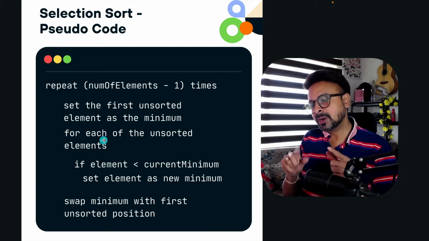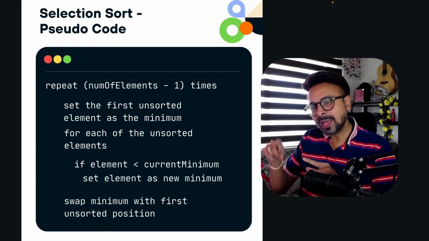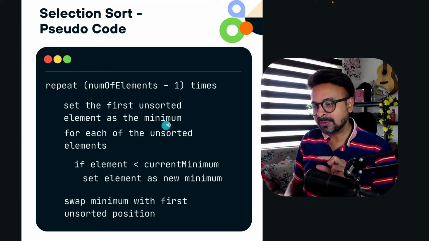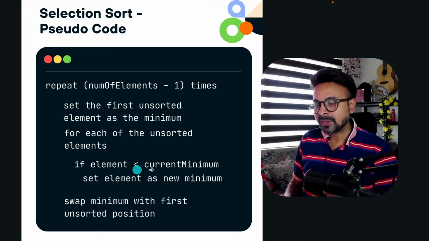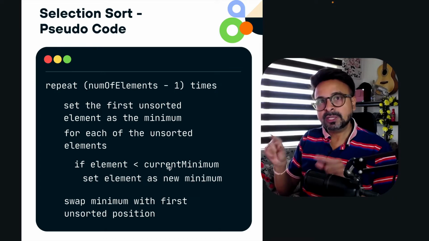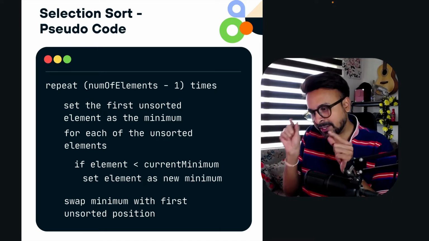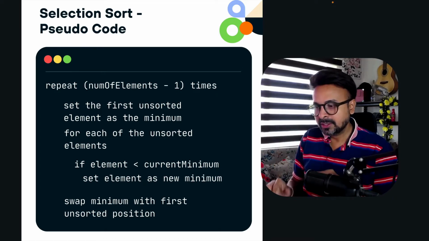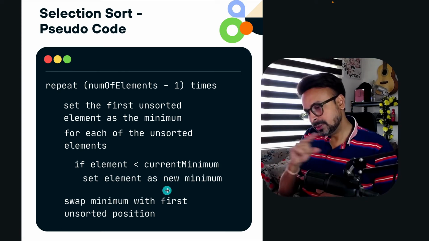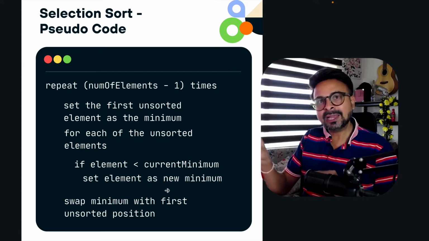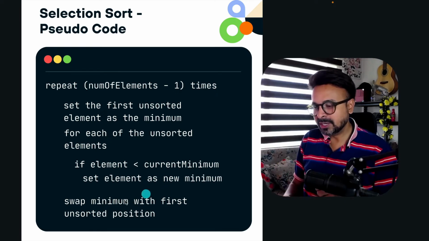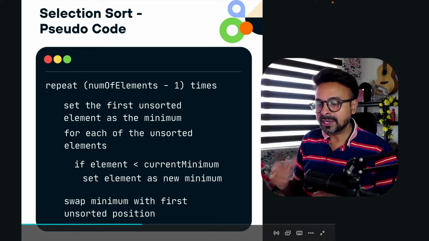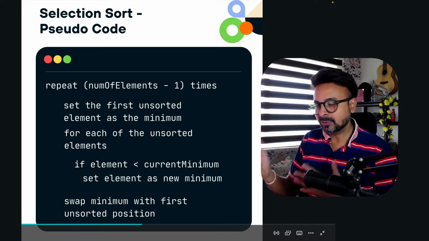Then we will run an inner loop where we'll compare that element which we have selected as a minimum with each element. If we see that an element is smaller, then we set that as the new minimum element, and we do it for the entire array, one pass, two pass, three pass, something like that, and we swap at the end once we have reached the end of the array. So this is the pseudocode.